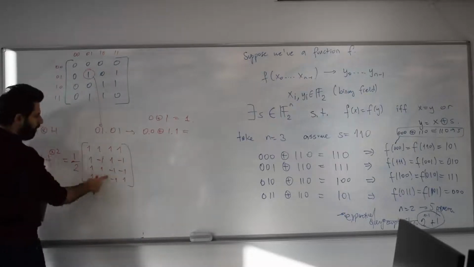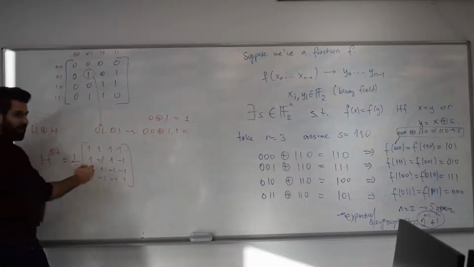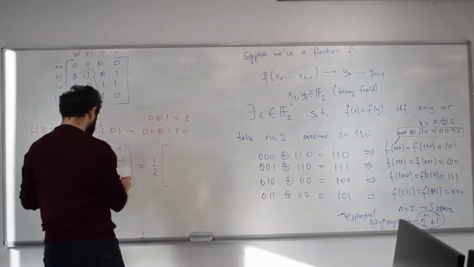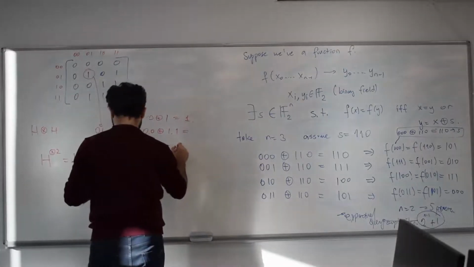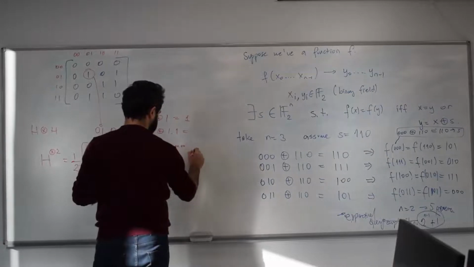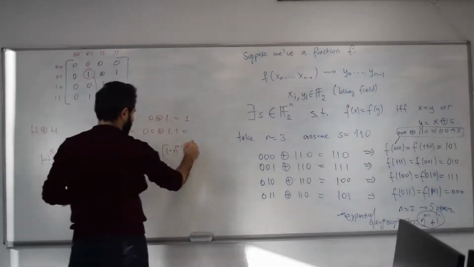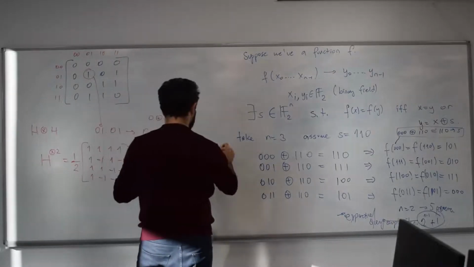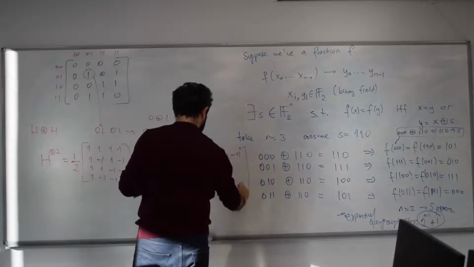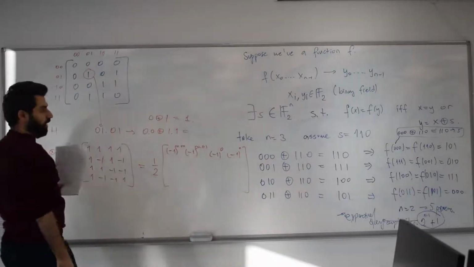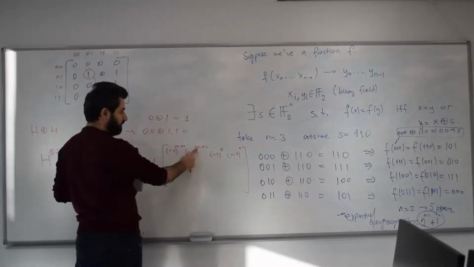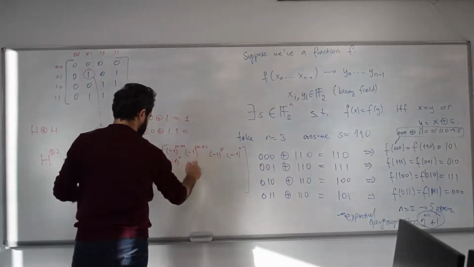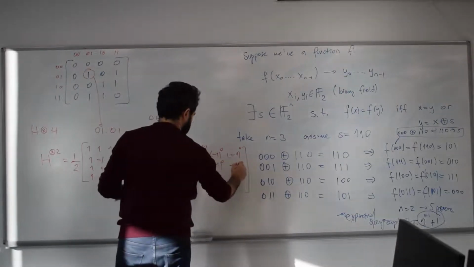Now you can compare these two matrices. You can actually write this as follows: 1/2 times minus 1 raised to the power 0, 0 dot 0, 0, and minus 1 raised to the power 0, 0 dot 0, 1, and so on and so forth. Because when you take a dot product with 0, 0, you always get 0. And the other entries are 0, 1 dot 0, 1 and so on.